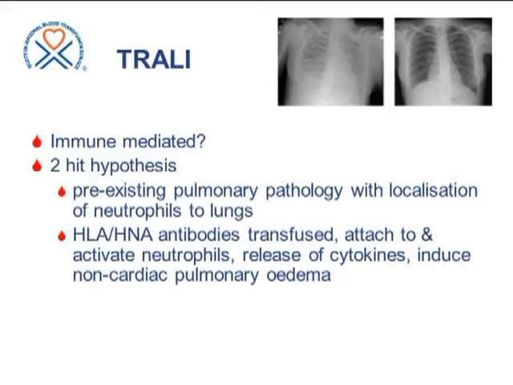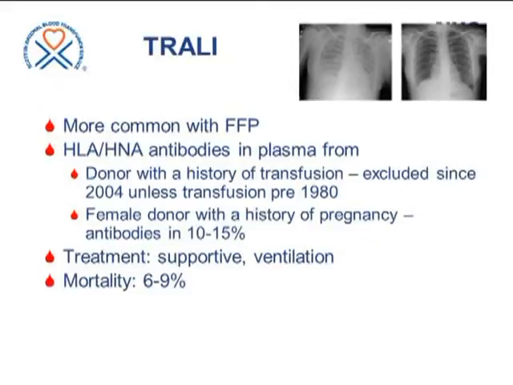The first is that the patient has pre-existing lung pathology, such as a chest infection, and a lot of neutrophils have already collected in the lungs. The patient is then transfused with a blood product which contains HLA or HNA, so that's human leukocyte antigen or human neutrophil antigen antibodies. So these antibodies attach to the neutrophils which have already accumulated in the lung. They activate the neutrophils, lead to release of cytokines, and lead to the condition.